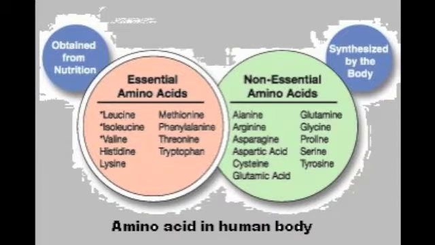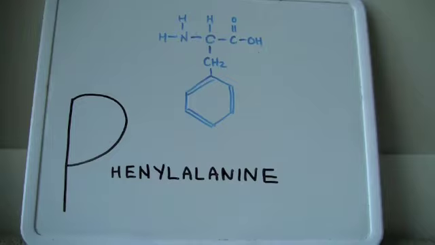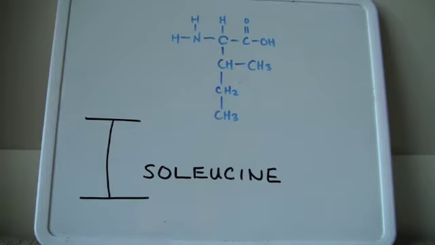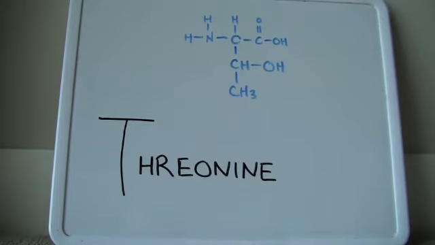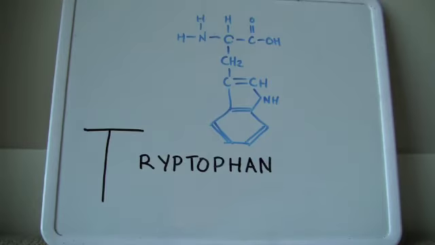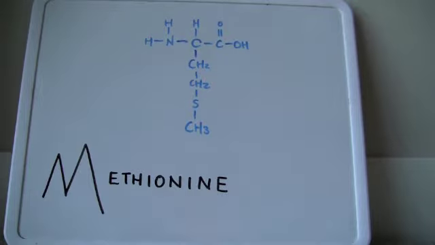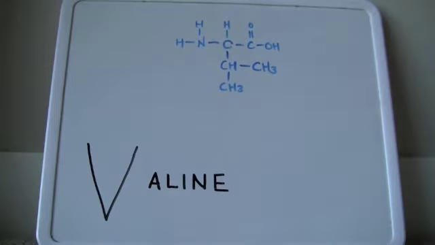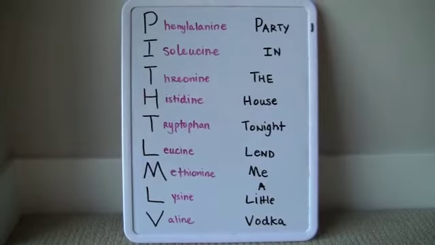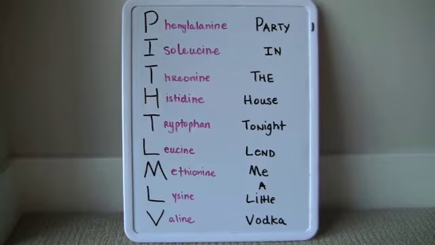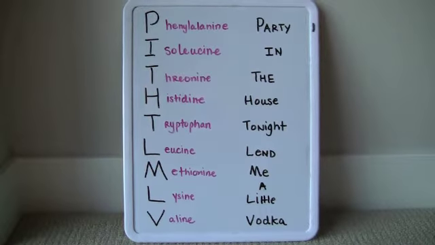There are 9 essential amino acids: phenylalanine, isoleucine, threonine, histidine, tryptophan, leucine, methionine, lysine, and valine. The essential amino acids can be memorized by the mnemonic, "Party in the house tonight! Lend me a little vodka!"